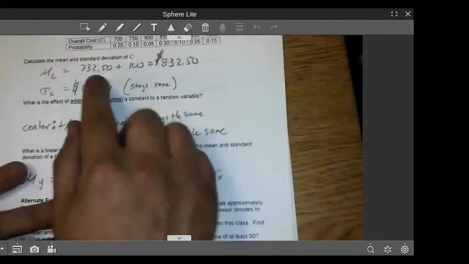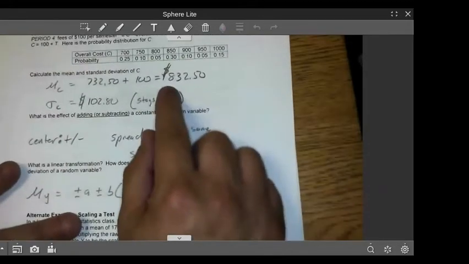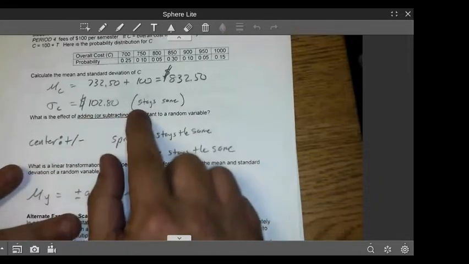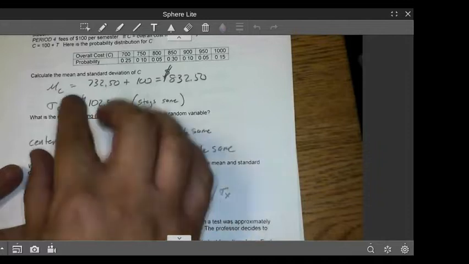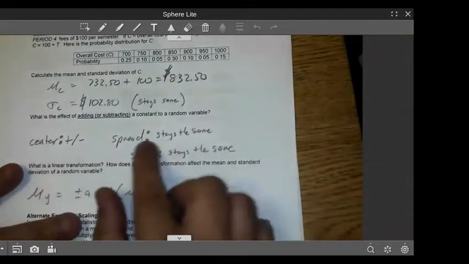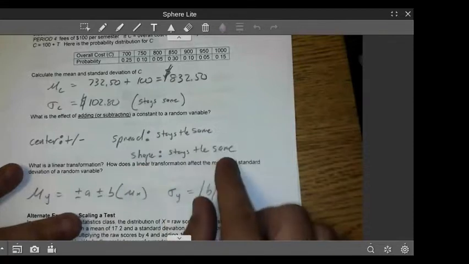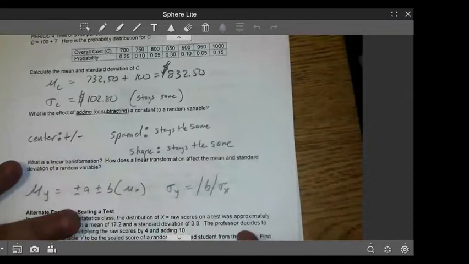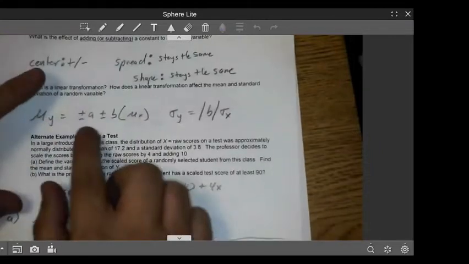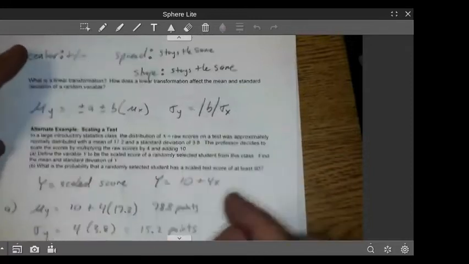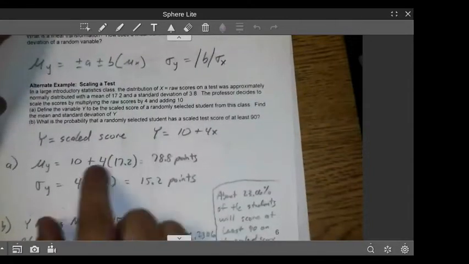So this one, again, we would add 100 for the center, but sigma doesn't change. It stays the same. Just adding to all the values does not change the spread. So what happens when you add? The spread stays the same, the shape stays the same, the center changes by whatever you add or subtract. All right, and then this is for if you're a formula person and you must have it in a formula. Let's see, we have a couple here with the formulas in there.